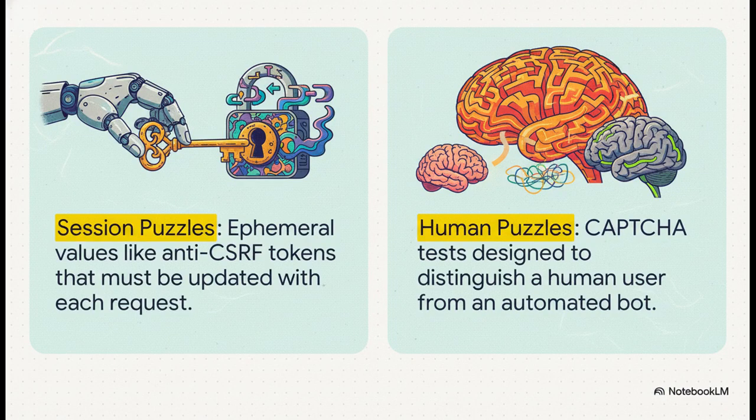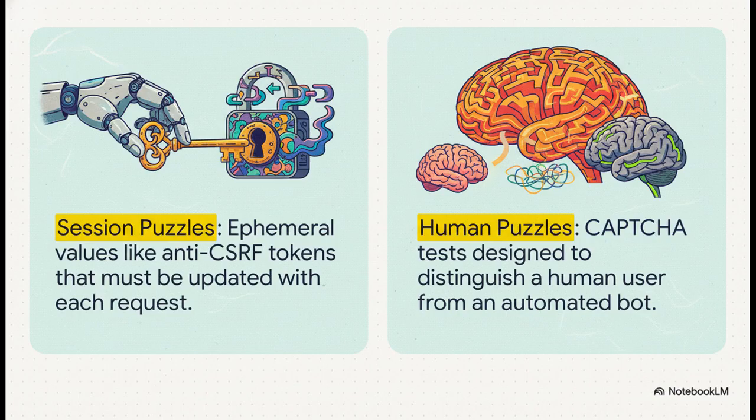First, you have what we can call session puzzles. A great example is an anti-CSRF token. Think of it as a secret one-time password that the application requires with every single request. If your tool keeps sending the same old token, it gets blocked. The solution is to use advanced macros that can automatically grab a new token before each request.